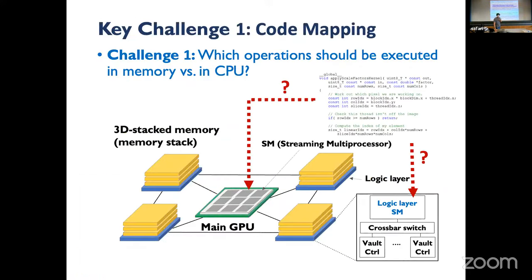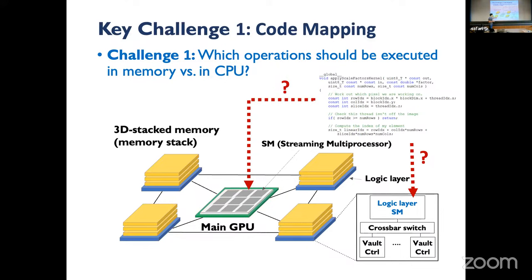Okay, another work where it was necessary to make decisions in terms of where to map code and also where to map data was the TOM paper, the transparent offloading paper for GPUs, right?